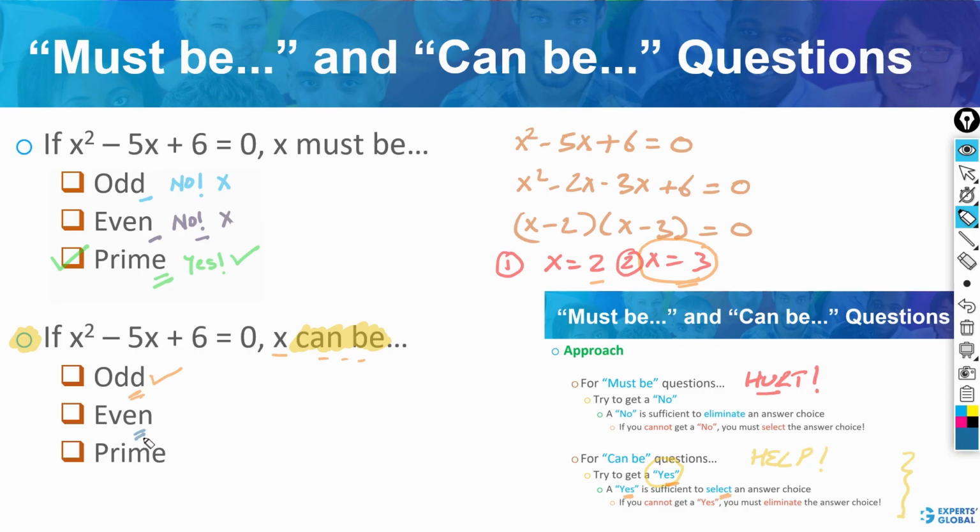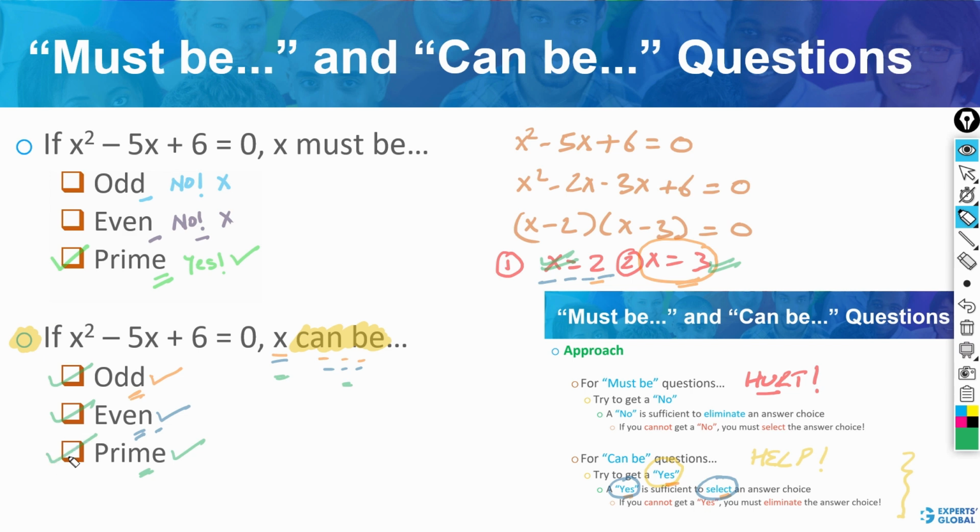For the second answer choice, whether x can be even, we can select this first case here, that x equals 2, and we can conclude that yes, x can be even. So even the second answer choice could be selected because we were able to get a yes. And in the last case, whether x can be prime, whether we select x equals 2 or we select x equals 3, we get yes as an answer. So even the third answer choice should be selected. So the correct answer here would be A, B, as well as C.